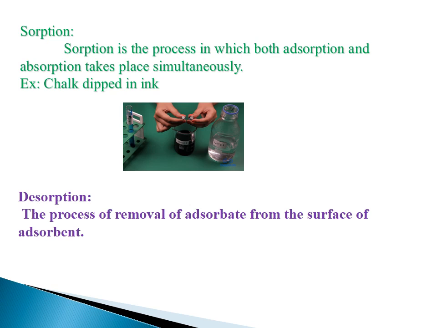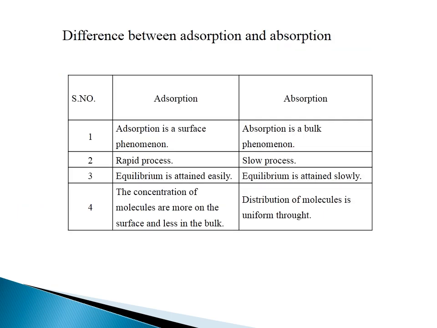Now we will see desorption. What is desorption? It is the reverse process of adsorption. The process of removal of adsorbate from the surface of the adsorbent is called desorption. So here, if you take the board, the chalk particles are accumulated over the duster, right? So now when we remove these chalk particles from the duster, you can call it the desorption process.